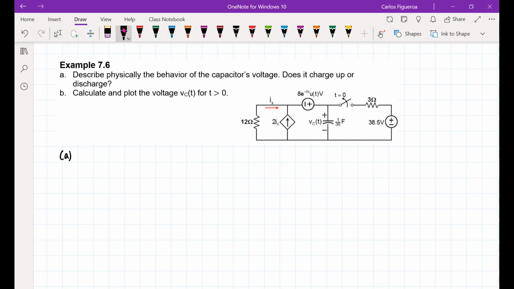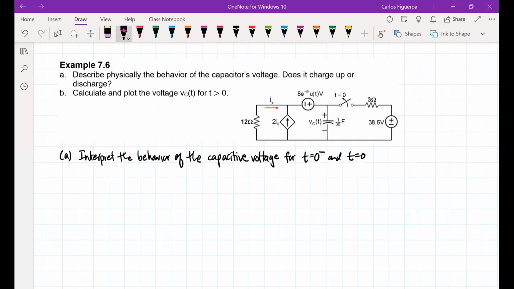So what we want to do here is interpret the behavior of the capacitive voltage for t equal to 0 minus and t equal to infinity. At t equal to 0 minus, look what you're seeing here. There is no exponential source because it hasn't turned on.